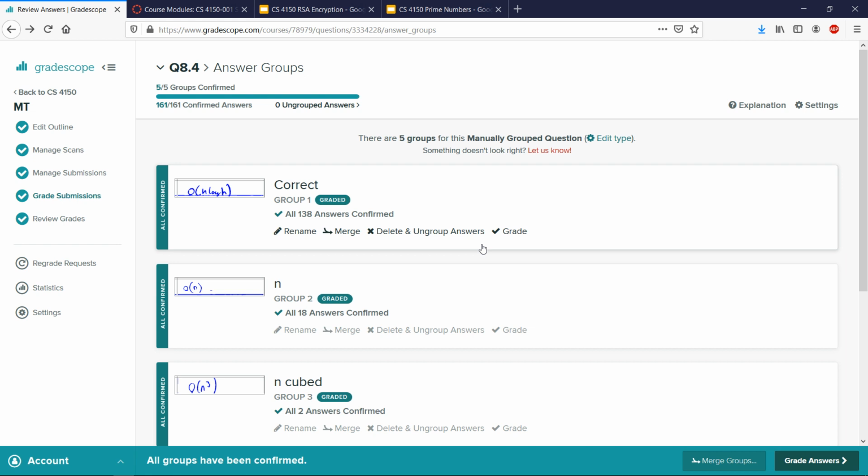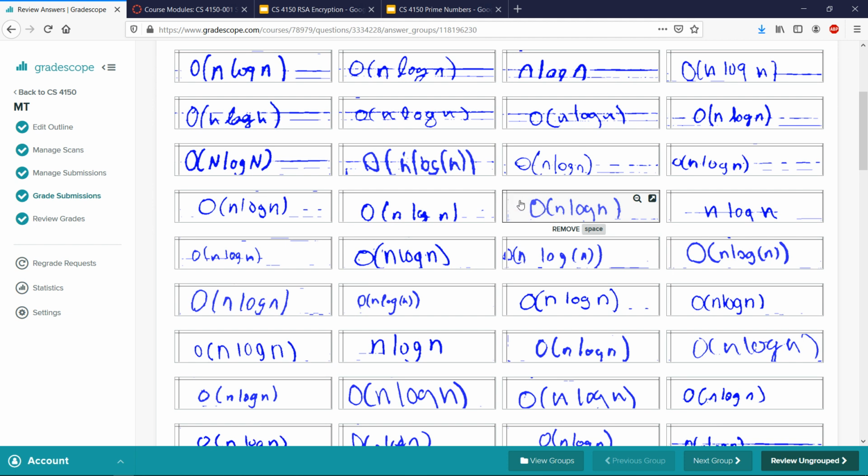So for problem 8.4, for example, Gradescope goes out and finds every answer that showed up in a box. And then we spend most of our time grouping the answers into sets that are equivalent. Gradescope does some of that for us. It uses machine vision techniques to group most of the answers, and we have to group the rest. So for example, the answer to this question was n log n, O of n log n.